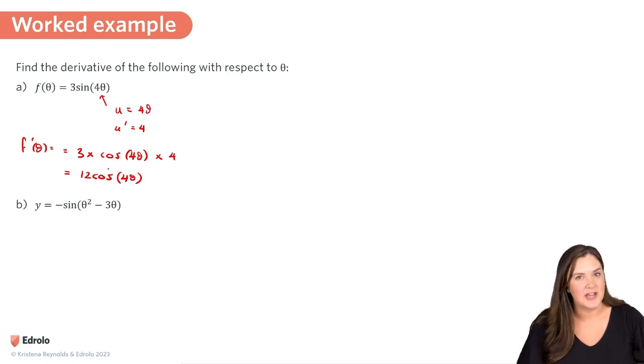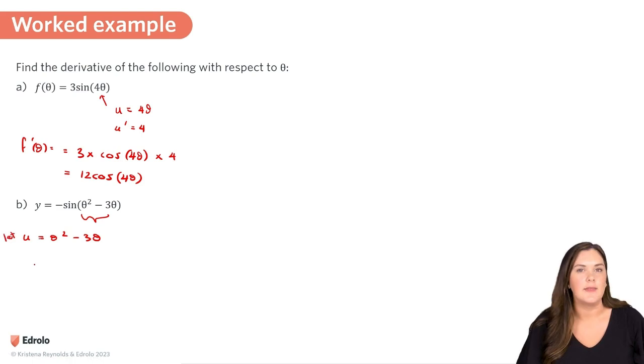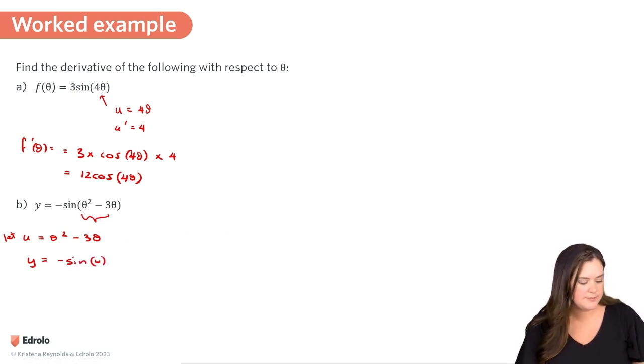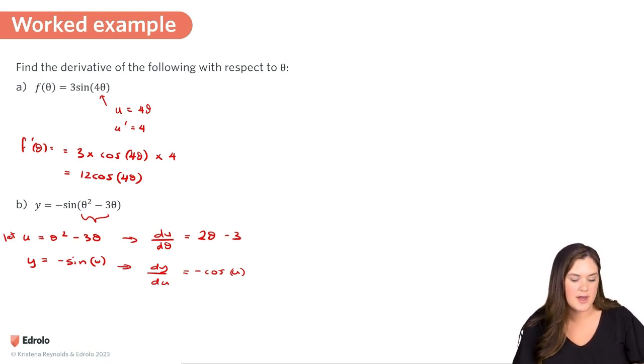For our next example, I'm not going to take the cheat way out. I'm going to do it the long way to show you how the derivative changes there. So what I can do is let the inside of the bracket there equal u. So I have let u equal theta squared take away 3 theta. And then I'm going to rewrite y in terms of u. So I have y equals negative sine u. So now I'm going to differentiate those separately. So for u, I get du d theta equals 2 theta take away 3. And then differentiating y with respect to u, so in terms of u, I have dy du equals negative cos of u.